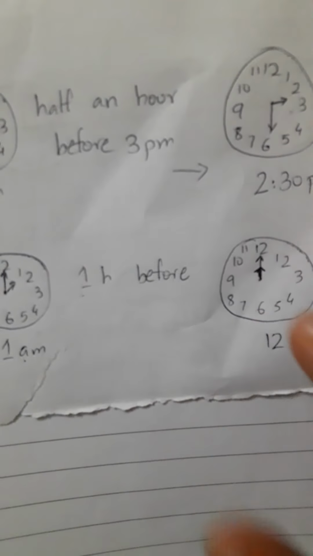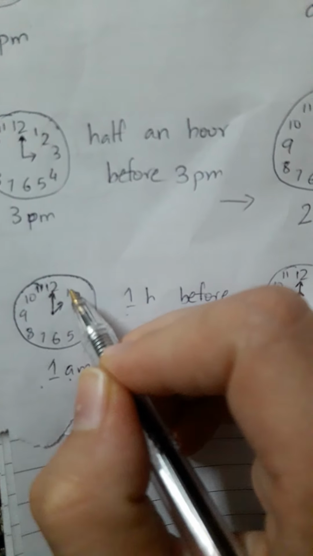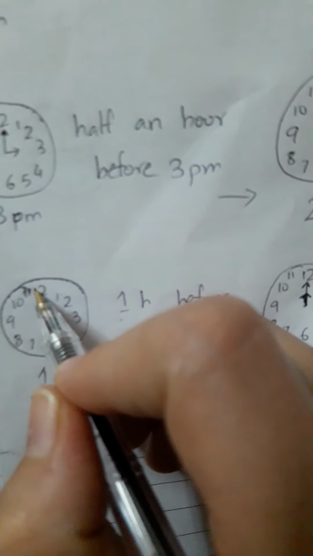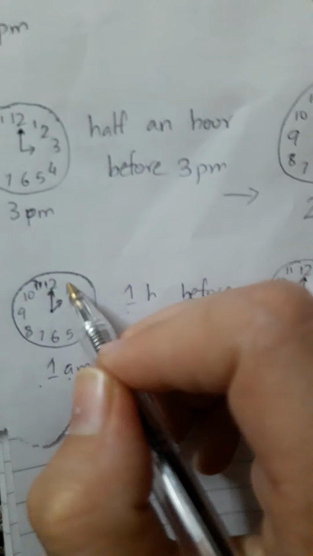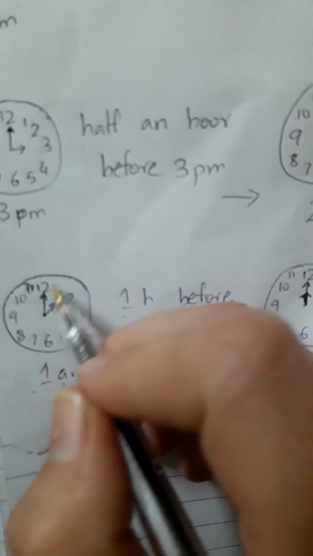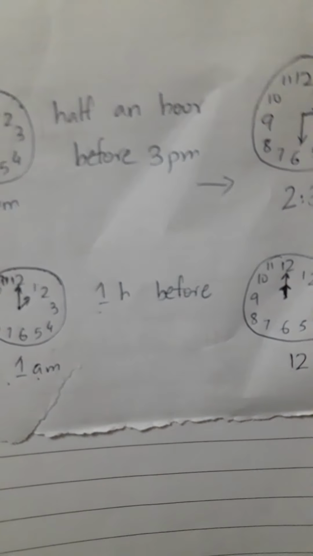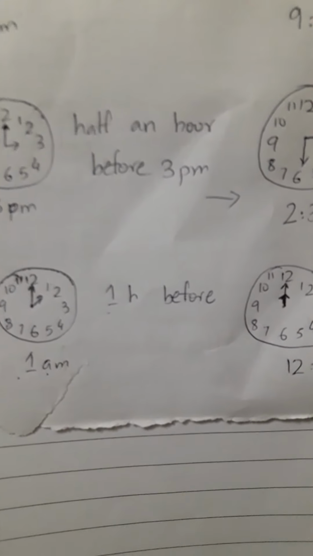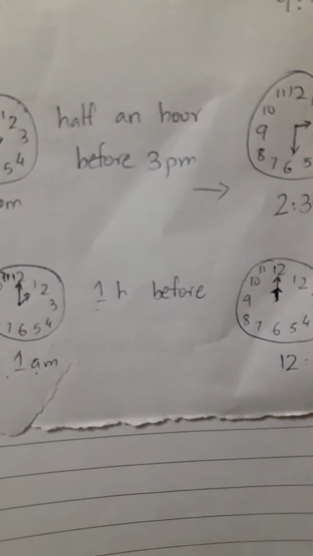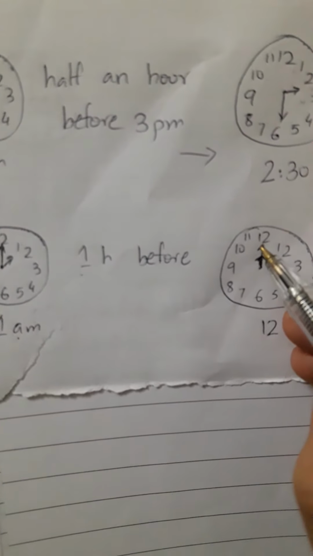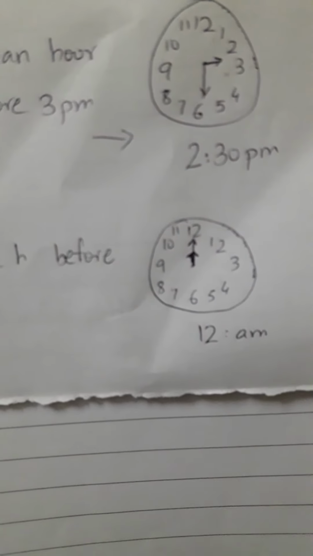In our clock, before 1 a.m., what time comes? 12. Before this one digit, what digit comes? 12. And since I'm asking you what time will it be 1 hour before 1 a.m., it will become 12 a.m.